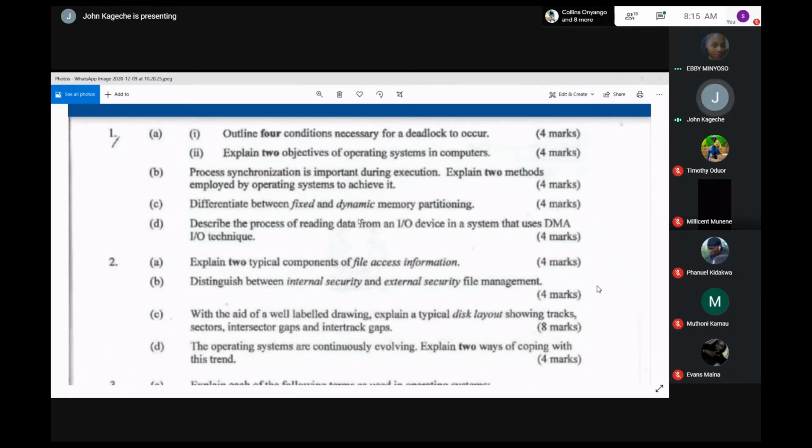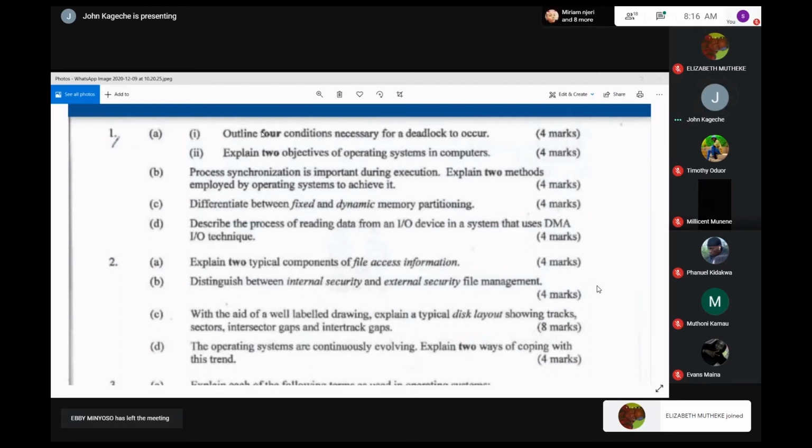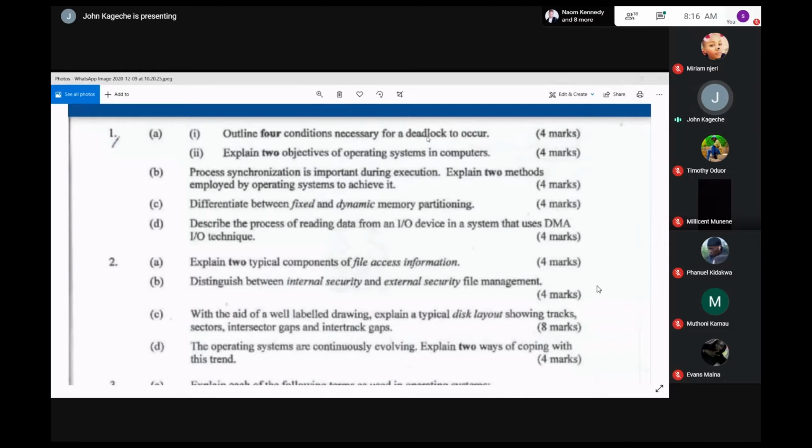Outline 4 conditions that are necessary for a deadlock. I think that one is a straightforward question. When you're told to outline, you don't explain. It's like you're being asked to list 4 conditions necessary for a deadlock. So the first one would be what?